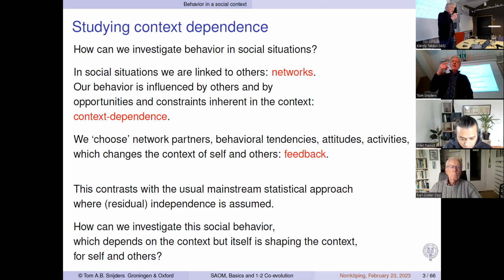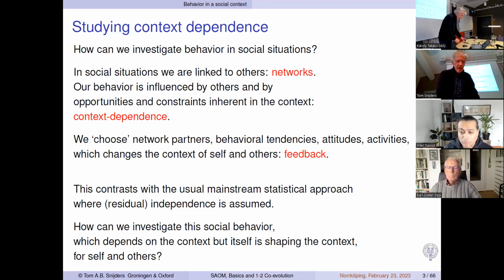This behavior is changing our own context, but it's also changing the context of the others. And at the same time, the others are behaving and changing my own context. So this leads to a feedback process of the activities and the choices of self and everybody else. And it's clear that this feedback process and this contextual approach contrasts with the classical mainstream statistical approach in which, think of regression analysis, everything is based on the assumption of independent residuals.